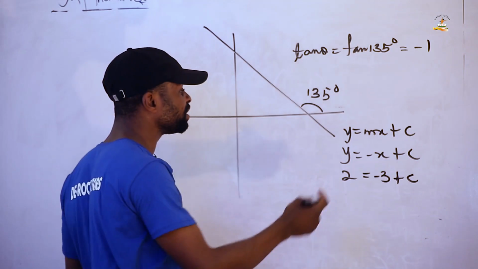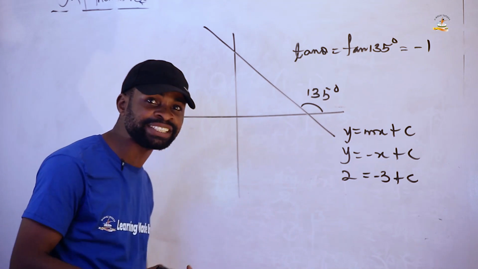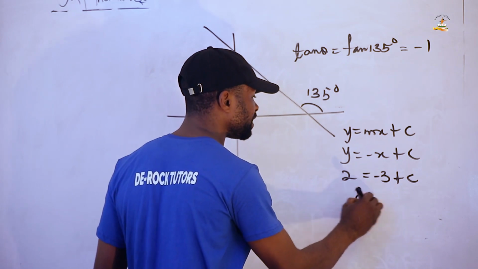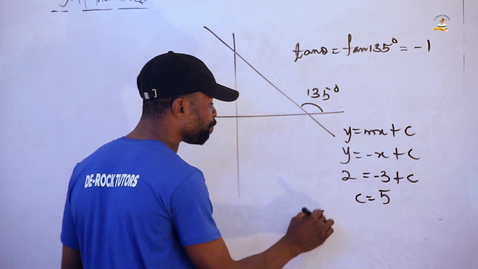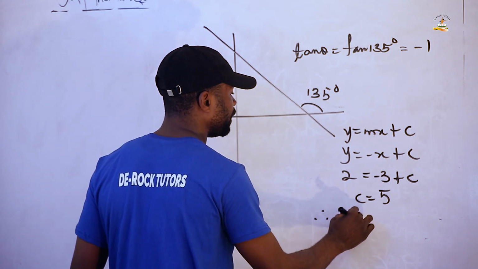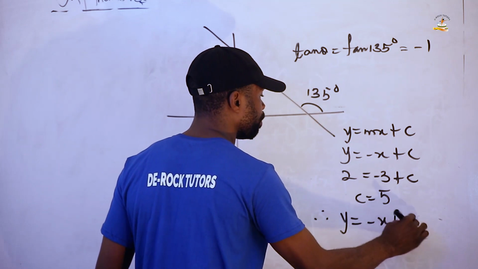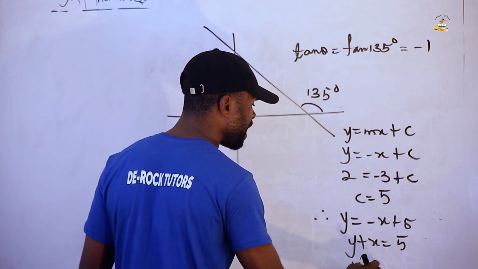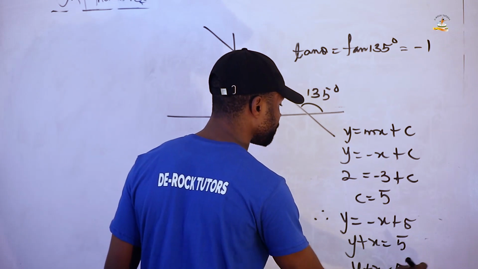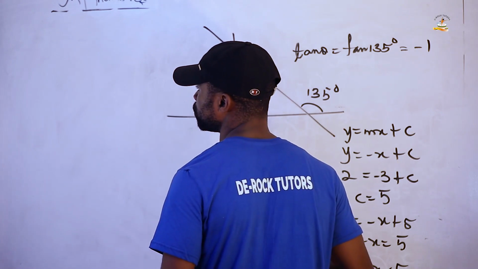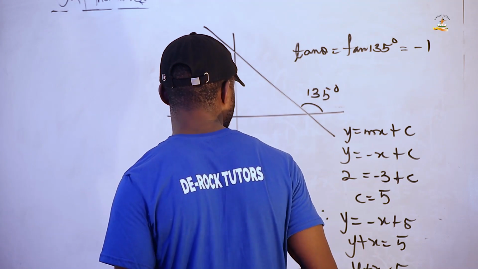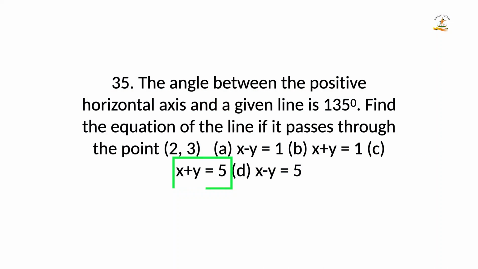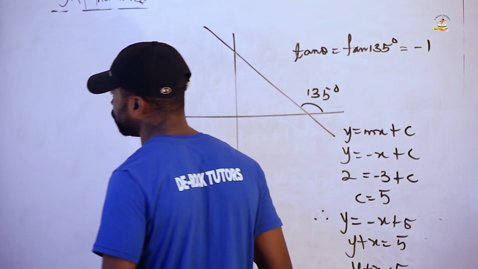The essence of introducing this point is to find the value of the constant c, and the value of the constant c in this case is equal to 5. Therefore, the equation of the line is y equal to minus x plus 5, or y plus x equal to 5, or y plus x minus 5 equal to 0. So according to this, we can pick option C, which is one of those proposed equations.